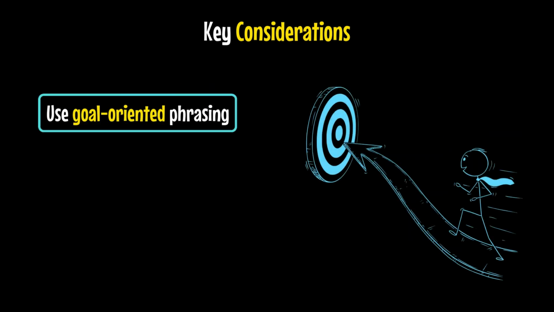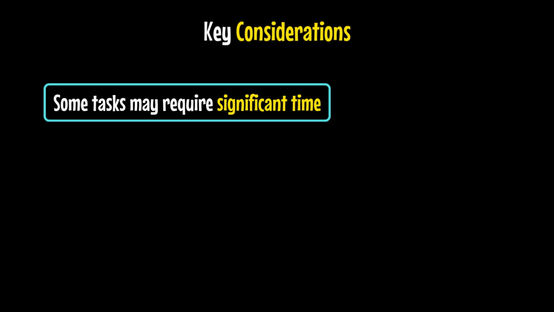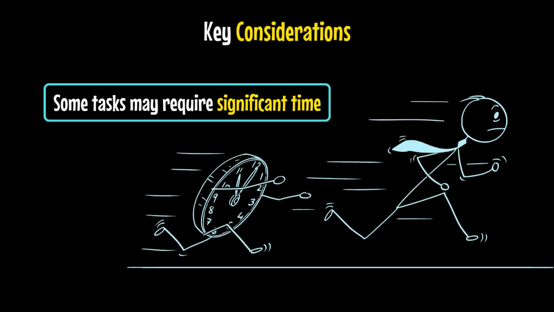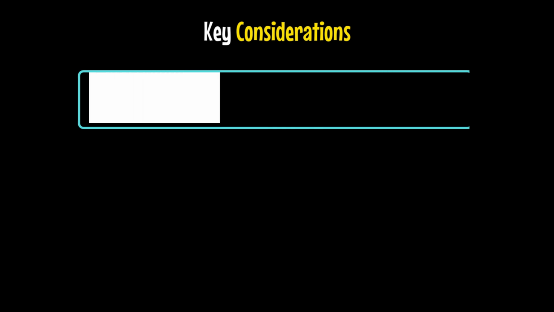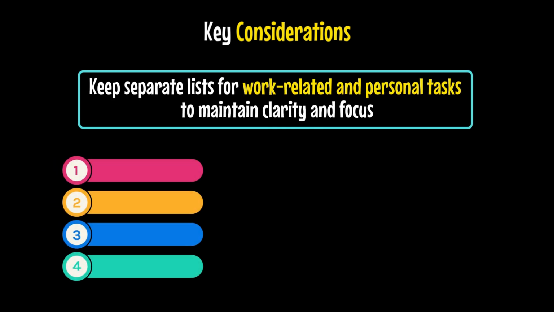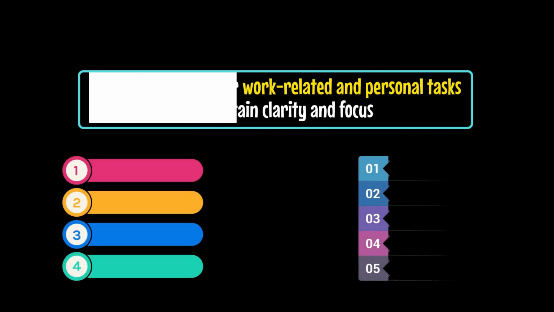Use goal-oriented phrasing. Instead of writing exercise, specify run 3 kilometers. Some tasks may require significant time. If multiple tasks need attention, determine in advance how much time to allocate to each. Keep separate lists for work-related and personal tasks to maintain clarity and focus.